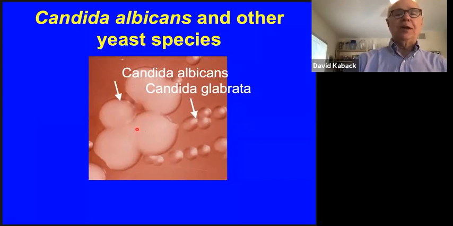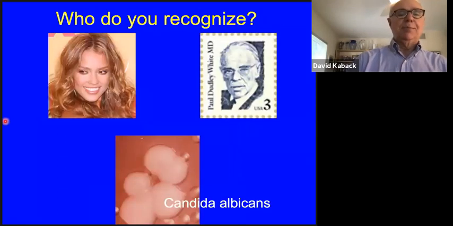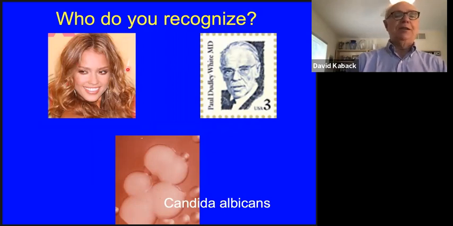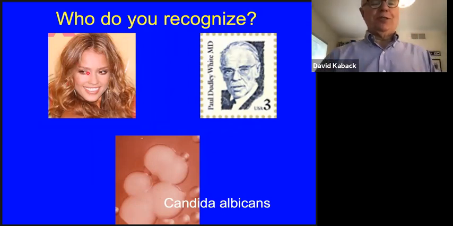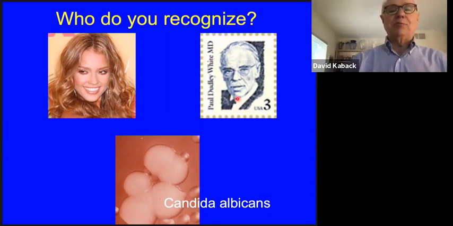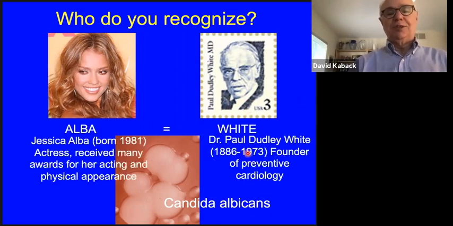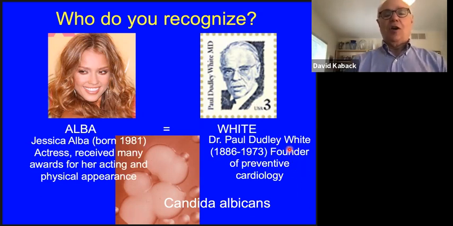You can remember Candida albicans by the fact that it's white, as Jessica Alba is, but rather than remember this person, Jessica Alba, I'd rather you remember Paul Dudley White. And Paul Dudley White is the founder of modern preventative cardiology. He was Dwight David Eisenhower, the president's physician, when he had a heart attack.